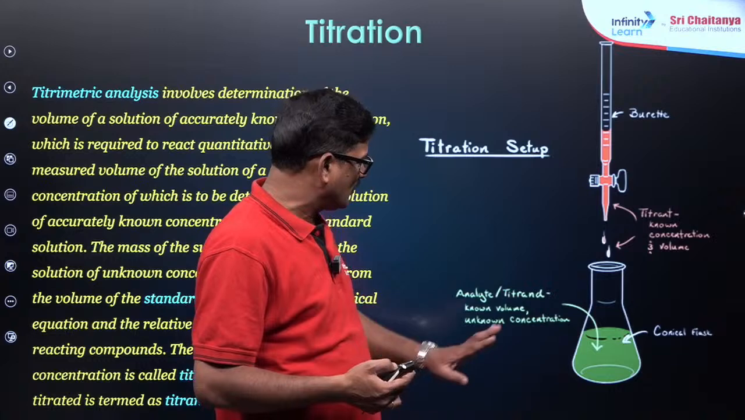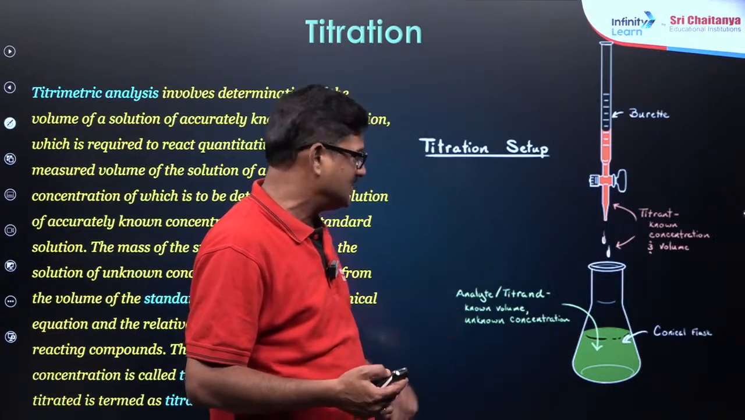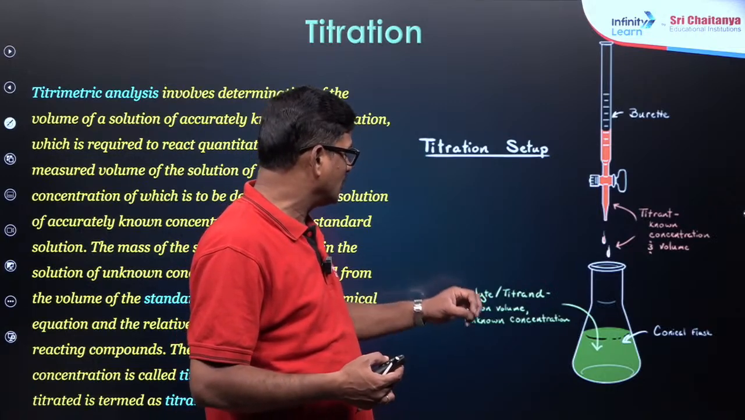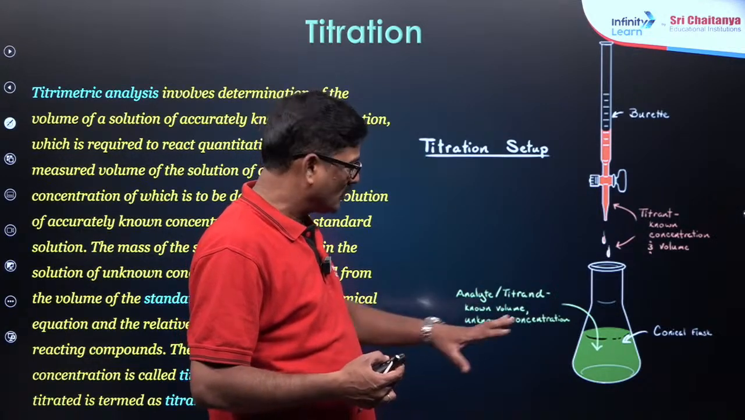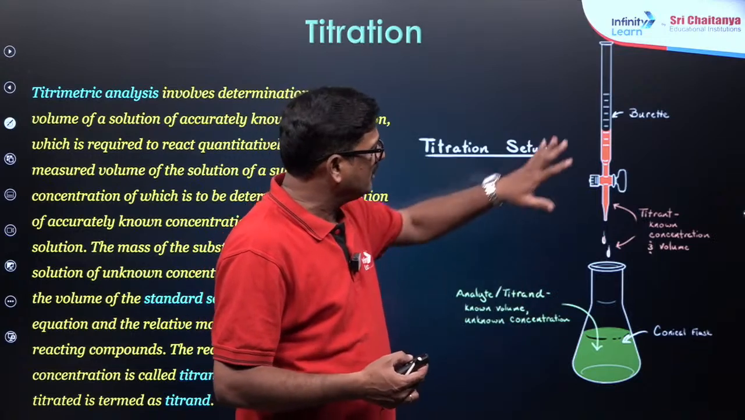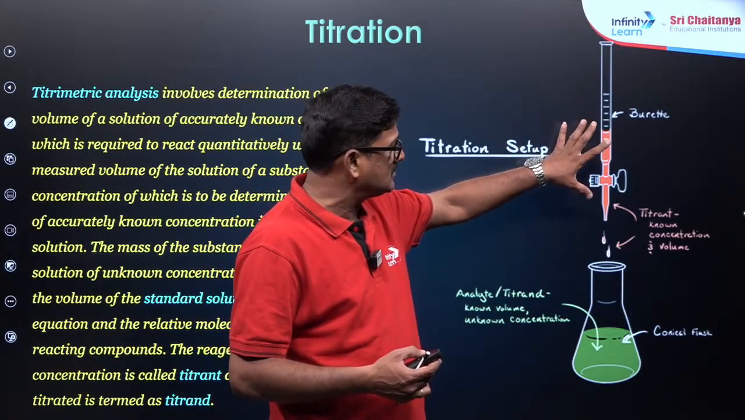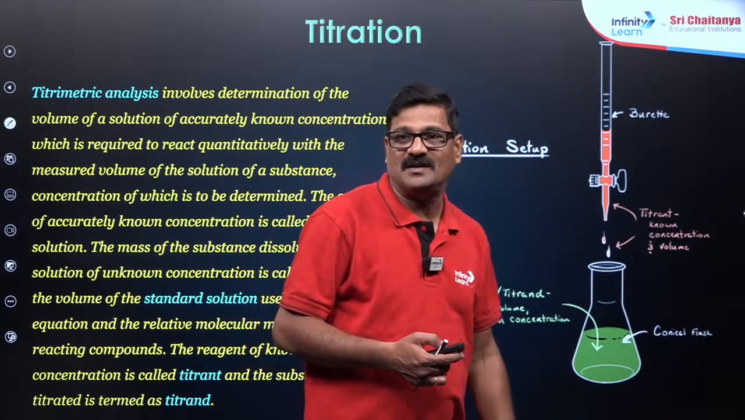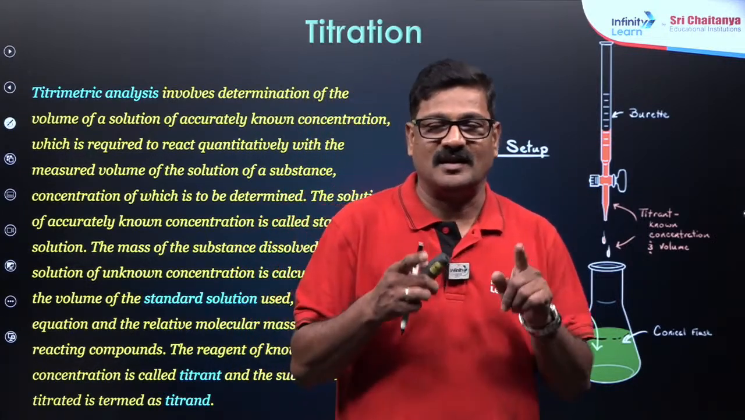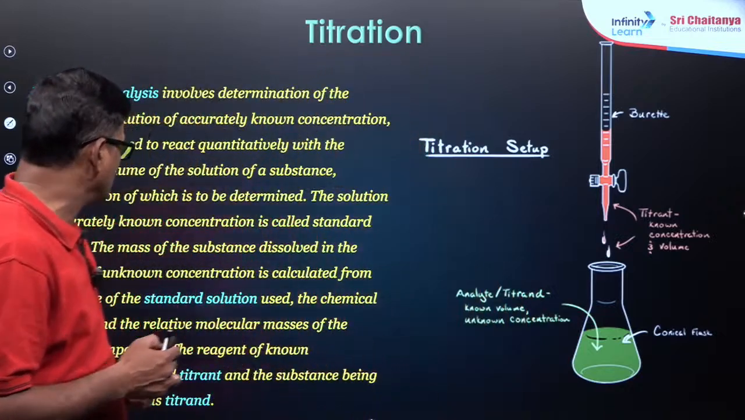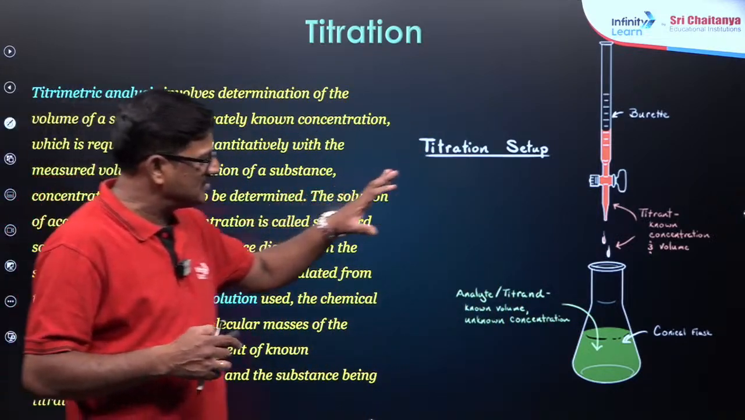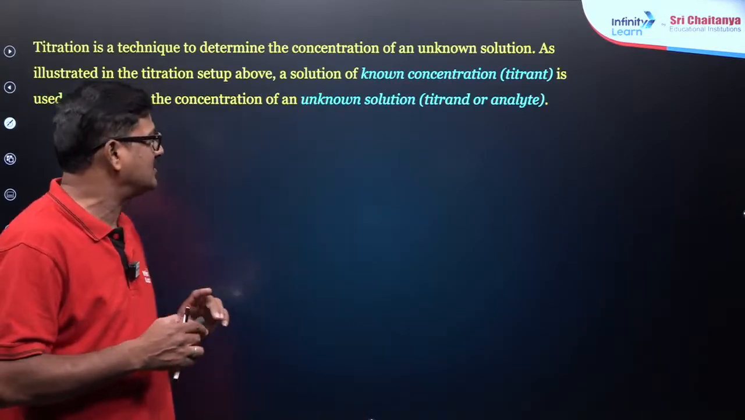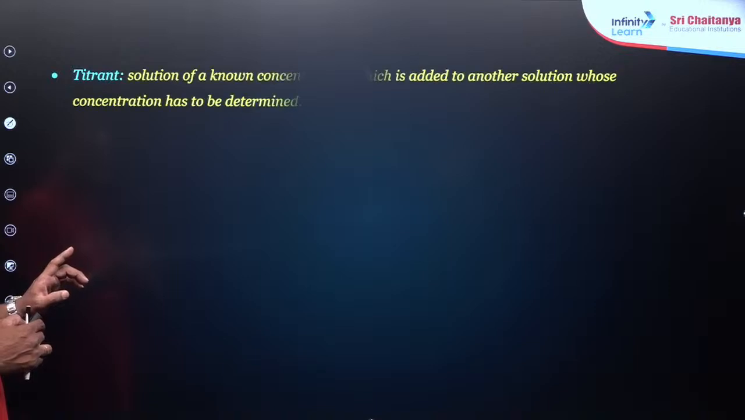In the conical flask you take the analyte. It is of known volume and unknown concentration, whose concentration I don't know. For that we need some known concentrated solution. By doing the experiment, इसका volume पता चलेगा. By applying the law of equivalence, we find how much solution is used, and that is called the equivalence point. So that is called titration.